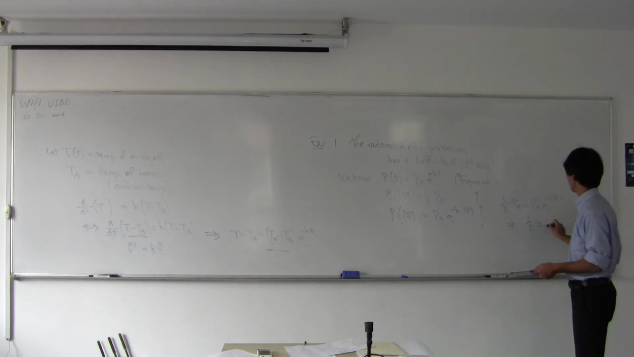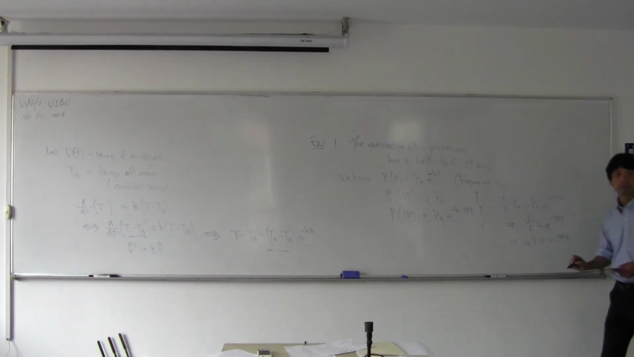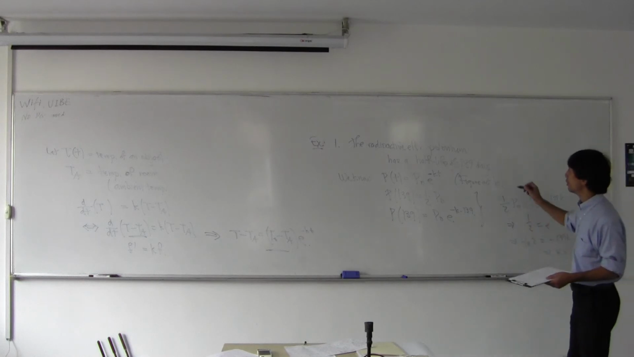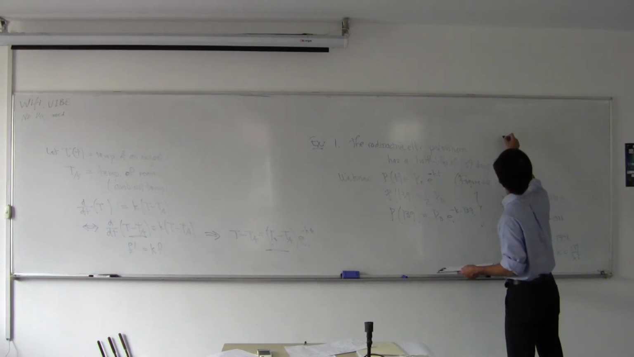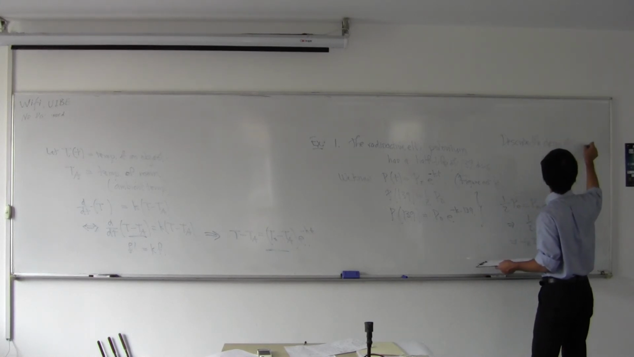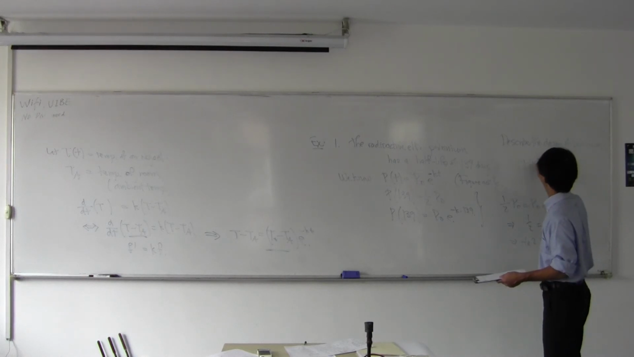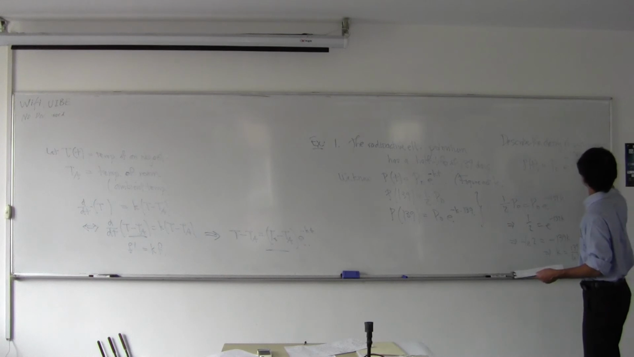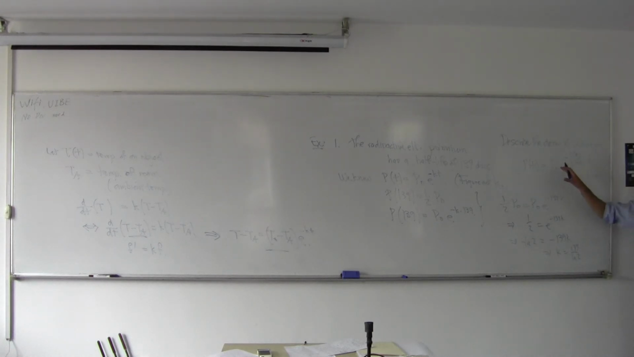You get 1/2 equals e to the negative 139k. Taking the logs of both sides, you get negative 139k equals negative the natural log of 2. So what's k? k is 139 over the natural log of 2. And so if we want to describe the decay of polonium, P(t) is going to be your initial amount times e to the negative 139 over natural log of 2 times t. So we have this equation that describes how polonium decays.